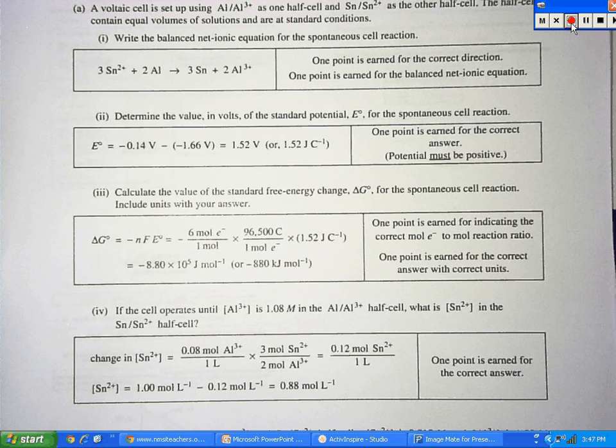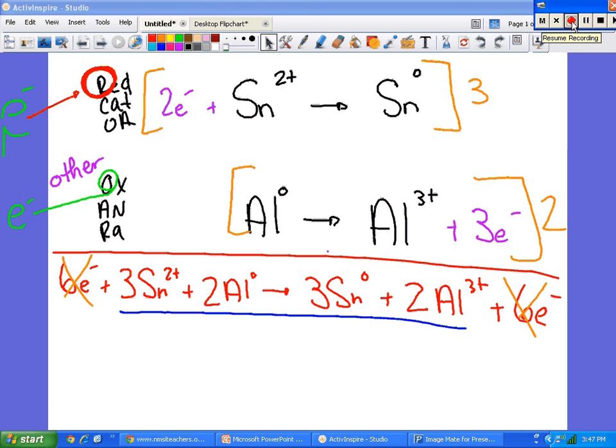Now, did it take a lot of work to get here? Yes. What you really need to do is show everything. So if they ever ask for a balanced net ionic equation in a redox reaction or an electrochemical cell, you must do the process that we just did. Okay, so that's this part.